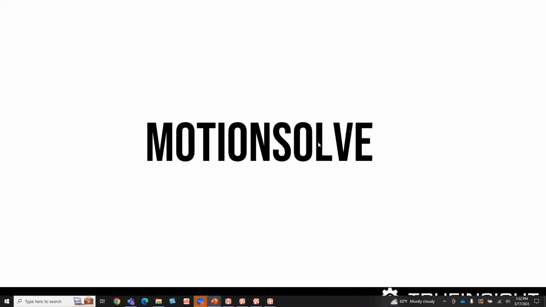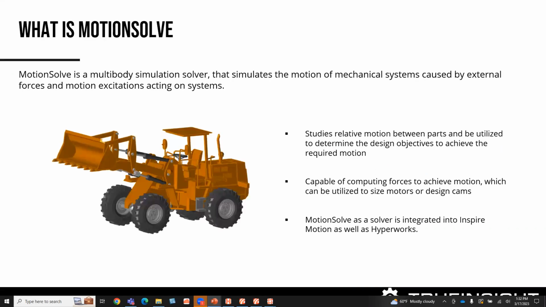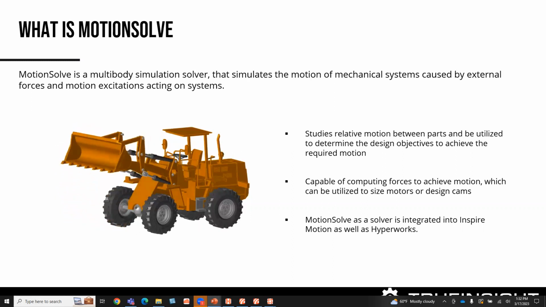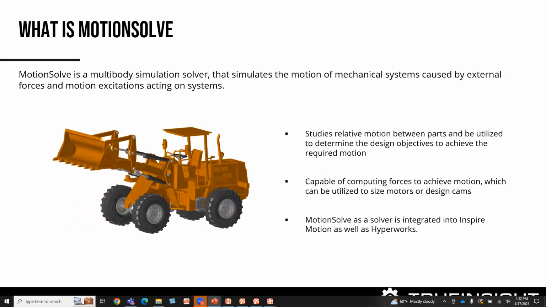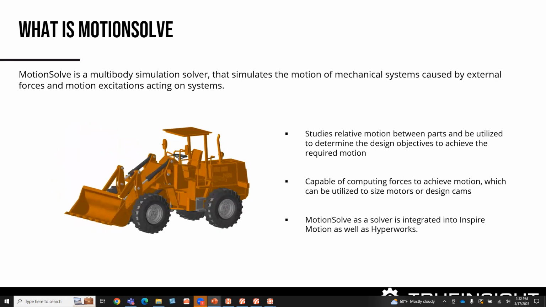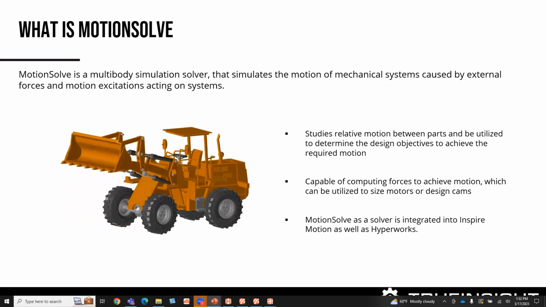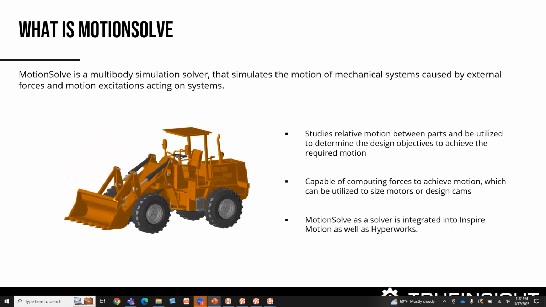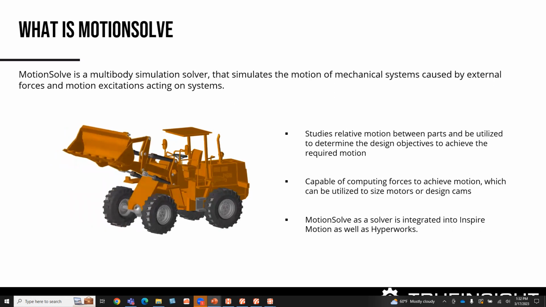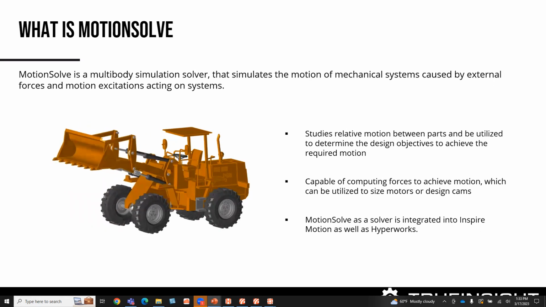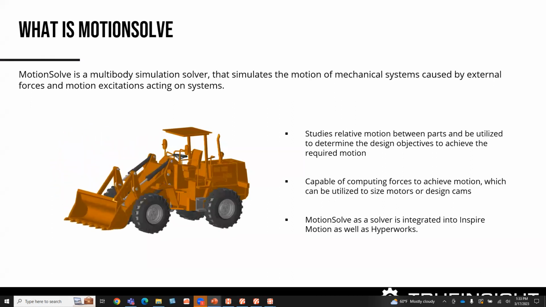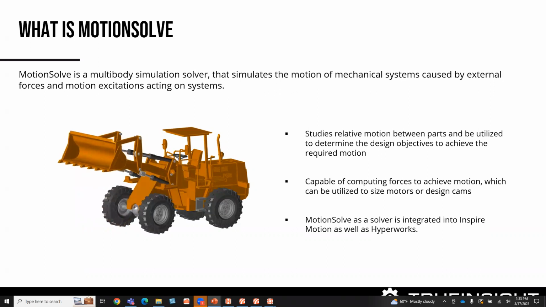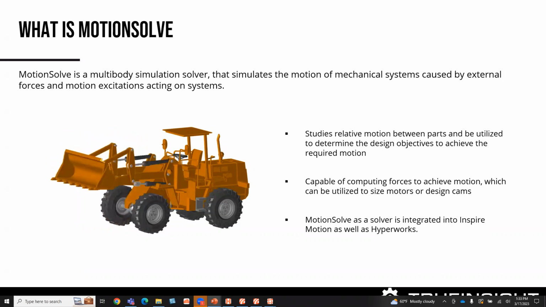So let's talk about what exactly MotionSolve is. MotionSolve is a multi-body simulation solver. Pretty much it's simulating the mechanical motion of systems, and these motions can be caused by forces or restraints or couplings. You can see this bulldozer right here that's moving around. This would be a classic example of something you'd solve in MotionSolve. One of the key things you're doing is trying to determine what's happening with the required motion. So if you're trying to design the hydraulics and how much force is going to lift the system, you can use MotionSolve to do that.